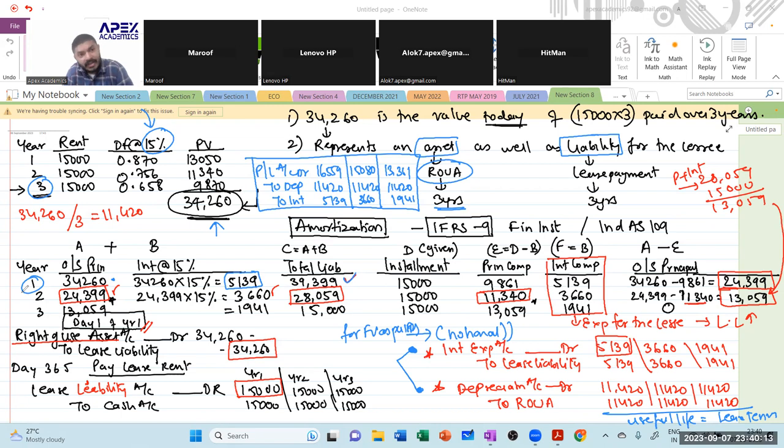You are paying rent every year. Yes, sir. After paying the rent, I have to do the entry. Yes, so this is on the last day of the year. You will do that every year or only in 1 year? Every year after the payment. Why are you saying only 1 year? You will do it for 3 years? Yes, sir. This is the first year.